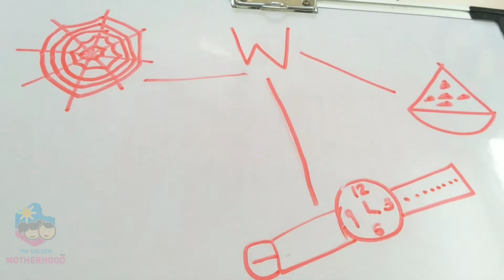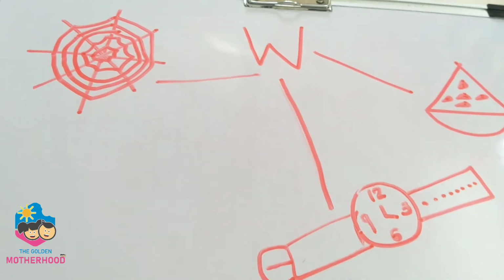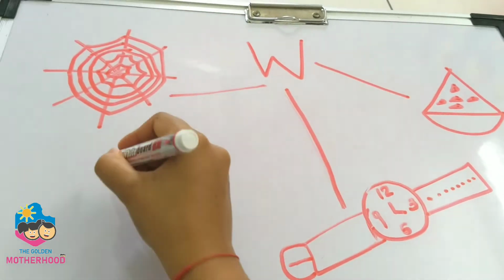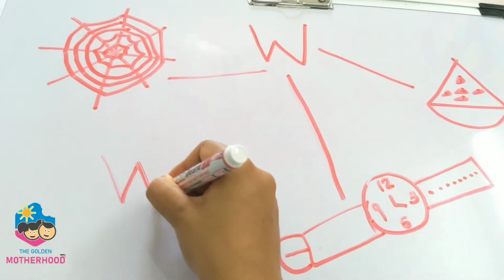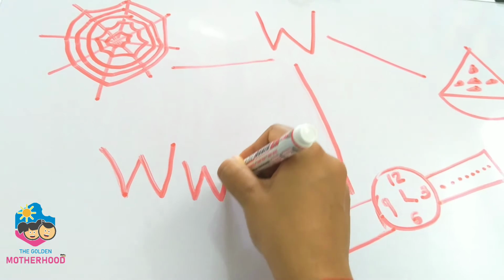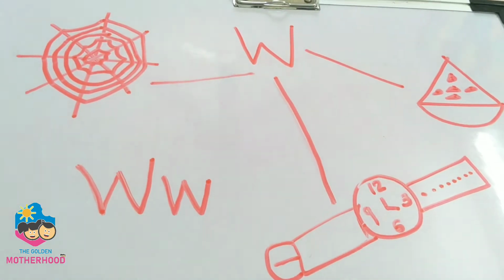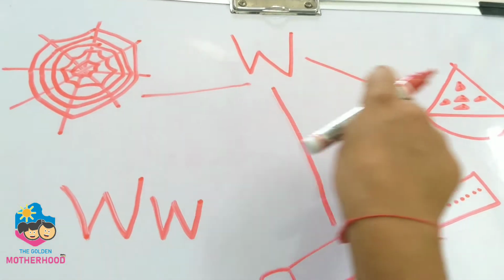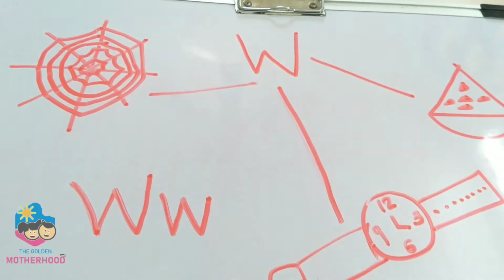Letter W is a combination of 4 slant lines. Capital W and small w look the same. Both are same. Here W for web, W for watermelon and W for watch.